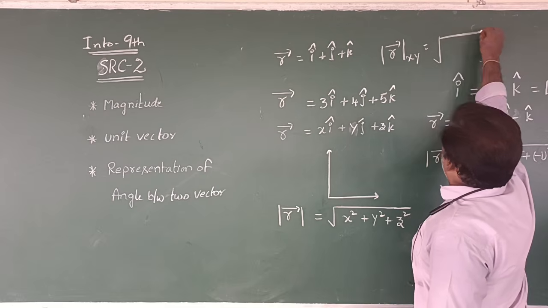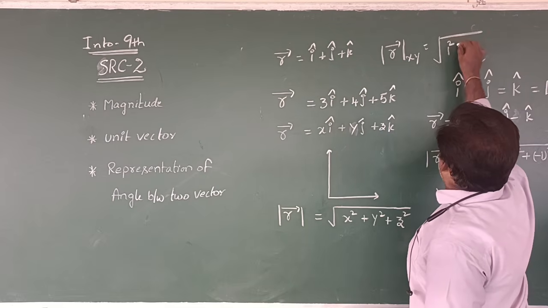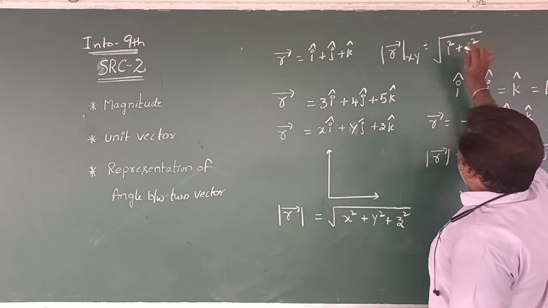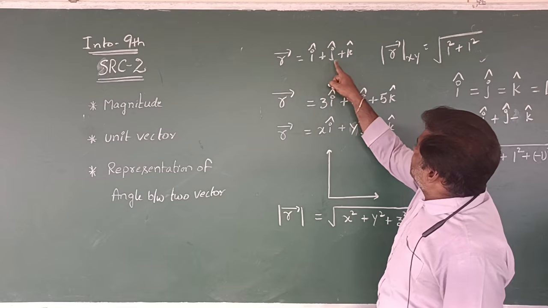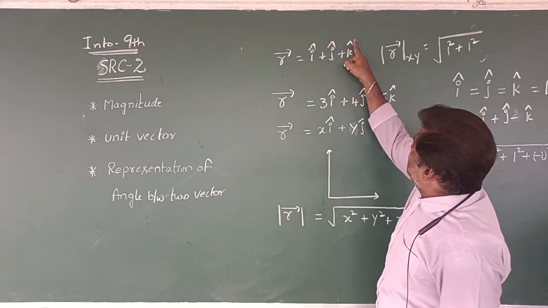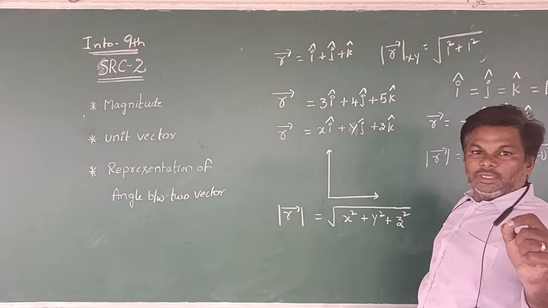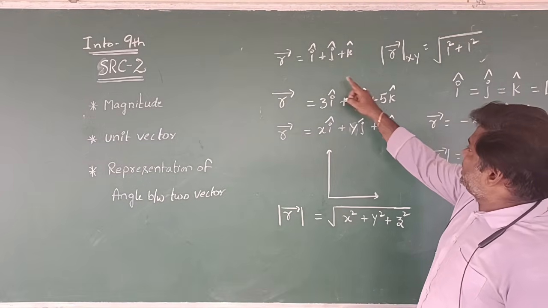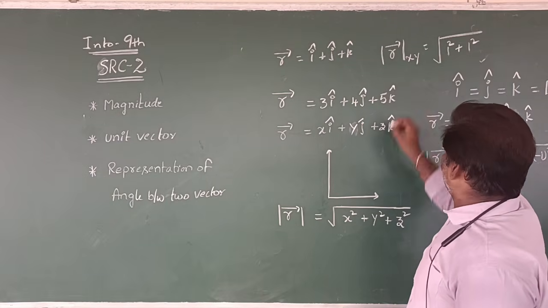Root over, what is the i coefficient? 1 square. What is the j coefficient? 1 square. That's it, because you are going to calculate the magnitude of the vector in the xy plane only, so don't go for the k term. So please observe what is given to you. Suppose they ask for the magnitude of the given vector in the yz plane, like this.